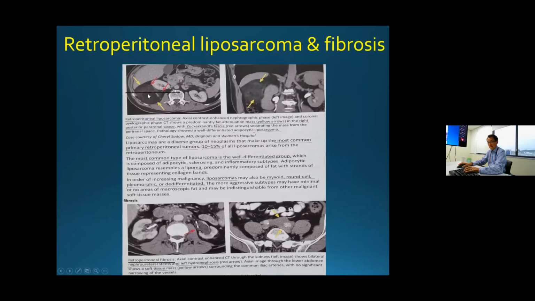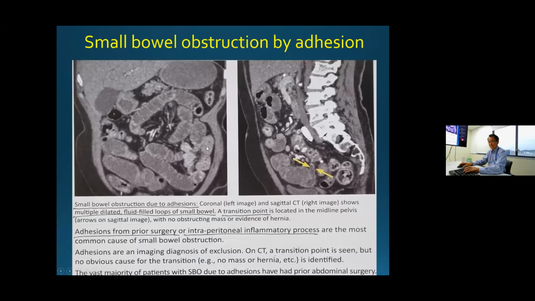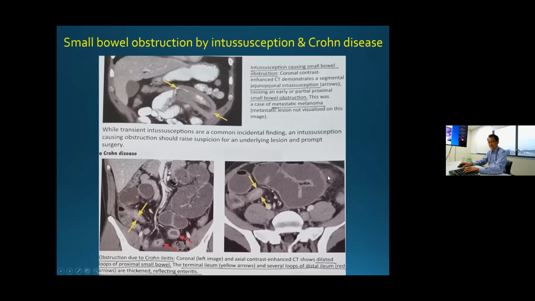So liposarcoma is a fat tissue tumor here, most myxoid liposarcoma in the extremity, but pleomorphic liposarcoma in the retroperitoneum. Fibrosis is a typical fat tissue. And the small bowel obstructions, you can see the dilated small bowel. This is at least ileus or obstruction. So you have to look at the obstruction site.